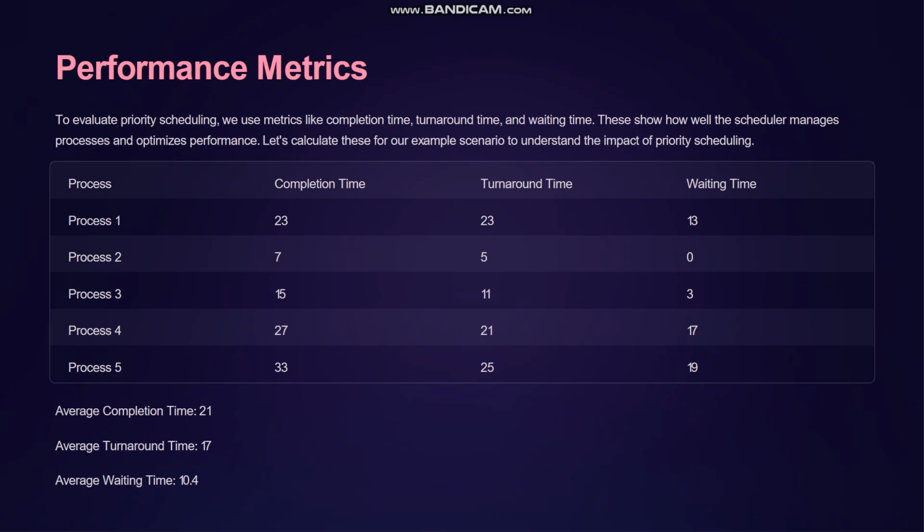Performance metrics. To evaluate priority scheduling, we use metrics like completion time, turnaround time, and waiting time. These show how well the scheduler manages processes and optimizes performance. Let's calculate these for the example scenario to understand the impact of priority scheduling.